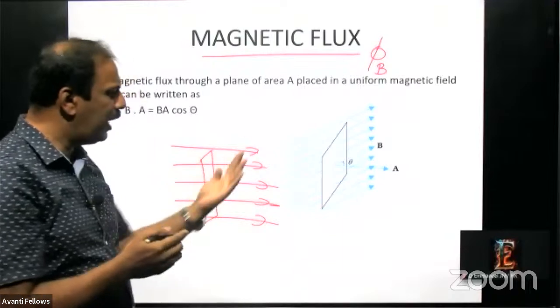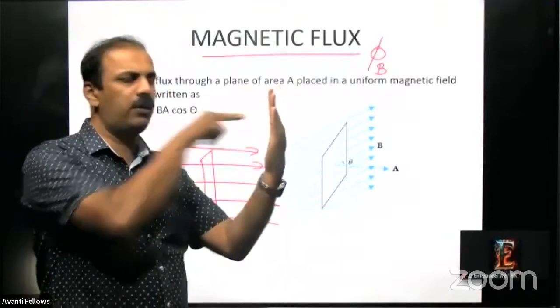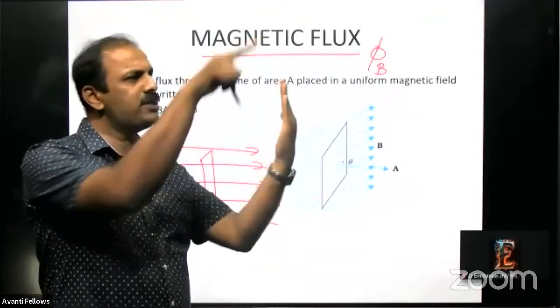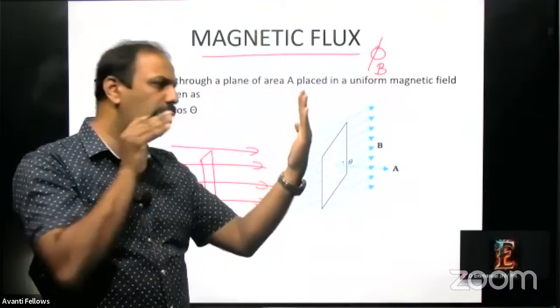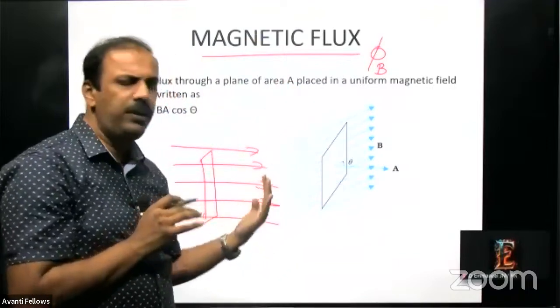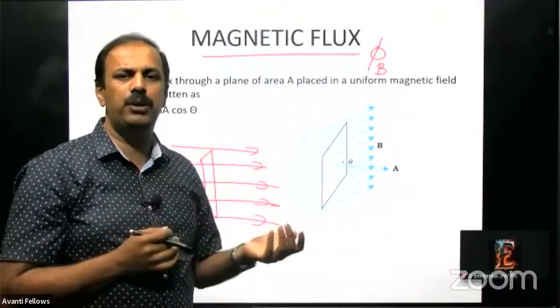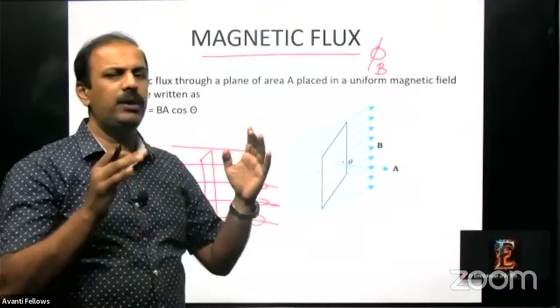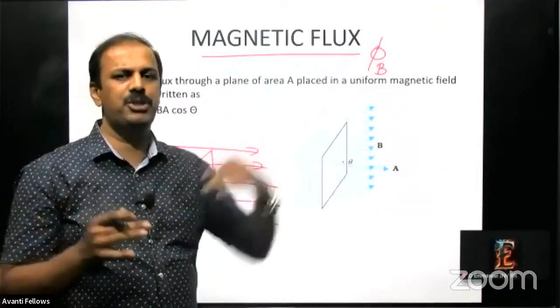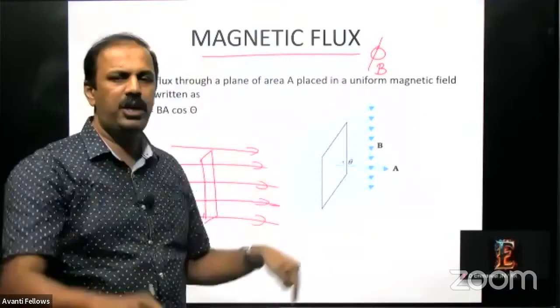You have an area like this, and many field lines are passing through it. If this area is big, more field will pass through it. Instead of this field, if you think about light or water, it will be easier for you to understand. When you think about water flowing in a stream, and you have a square shaped frame.